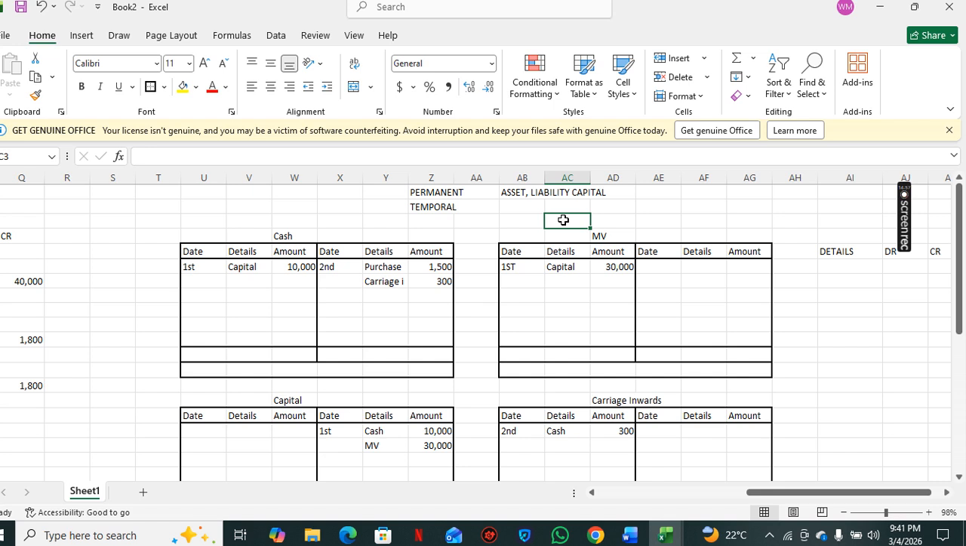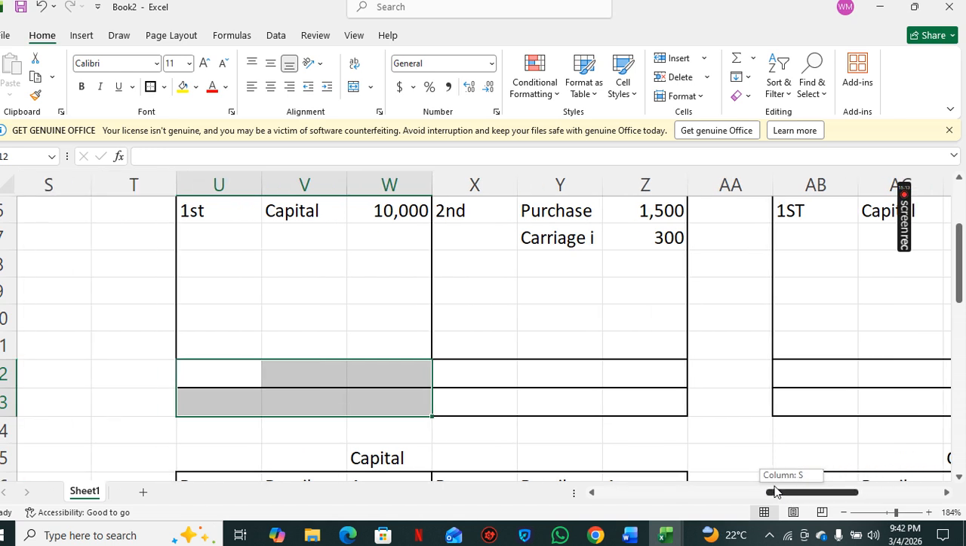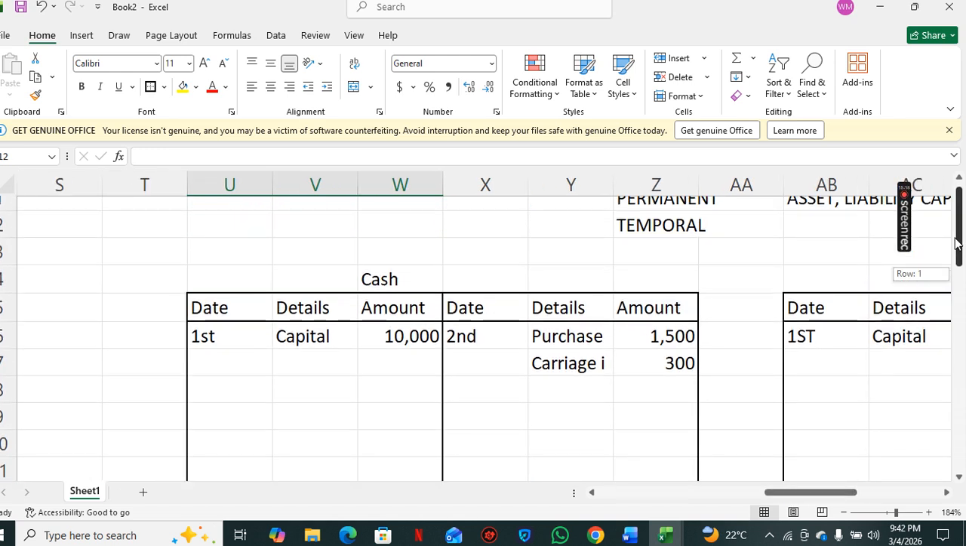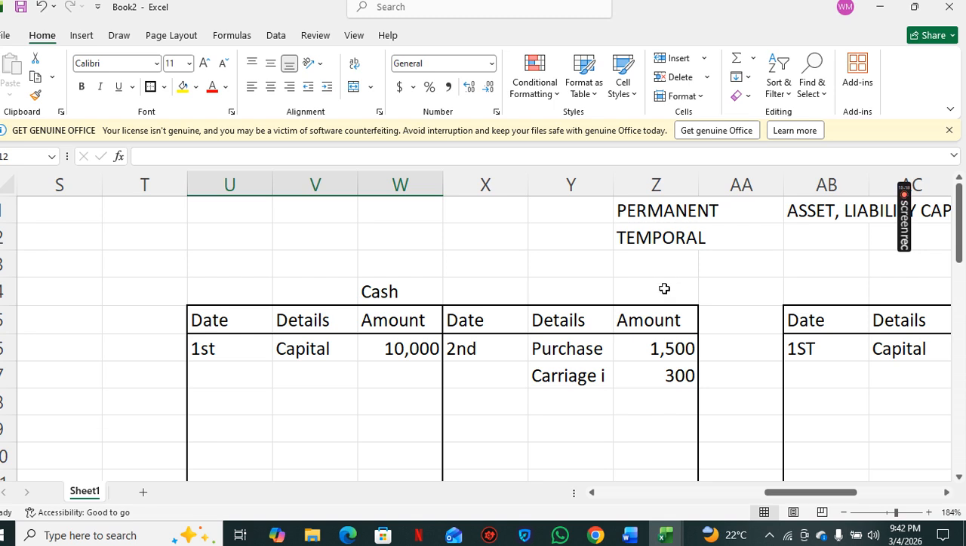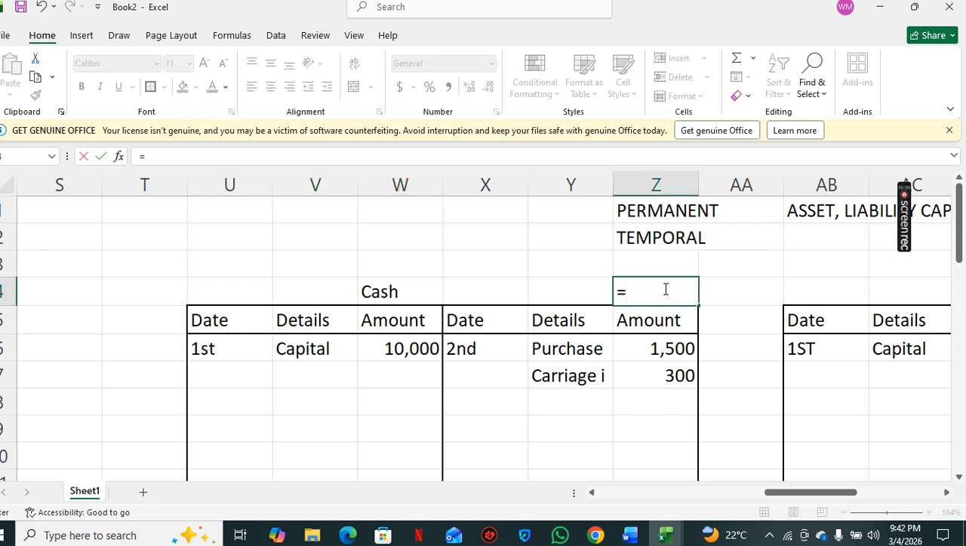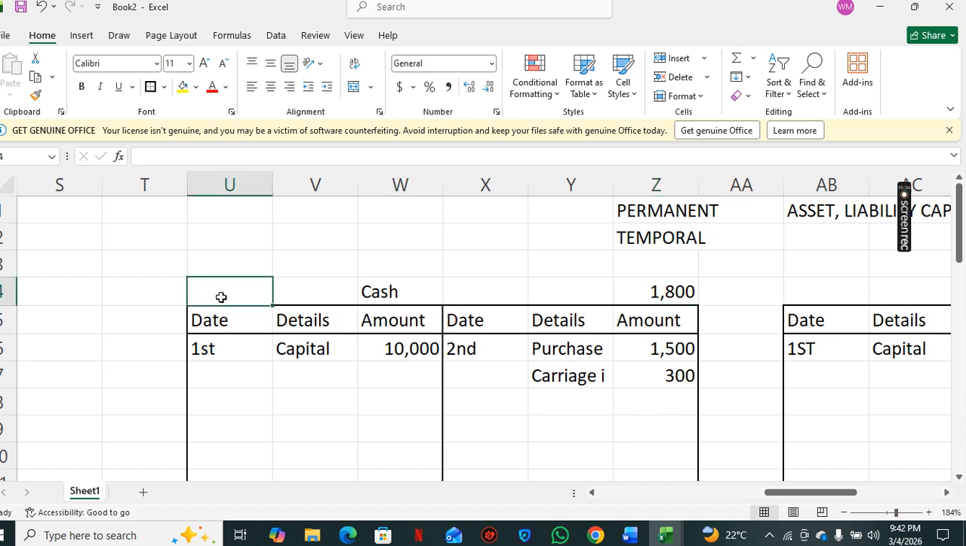So for example, here cash is a permanent account. So let me show you how you close a permanent account. The first thing that you're going to do when you're closing a permanent account is first total up both sides. You total up debit side and total up credit side. So if we total up the credit side, 1,500 plus 300, that is 1,800. The total of the debit side, 10,000.